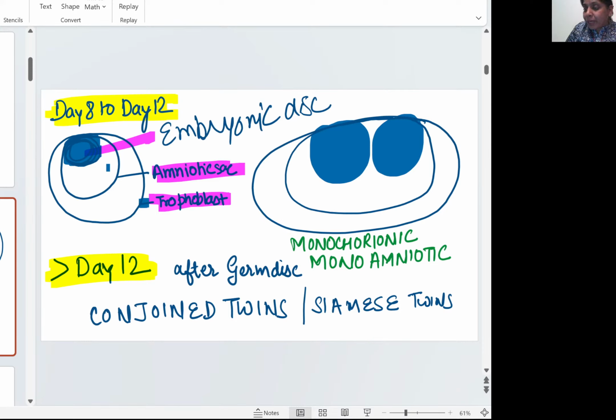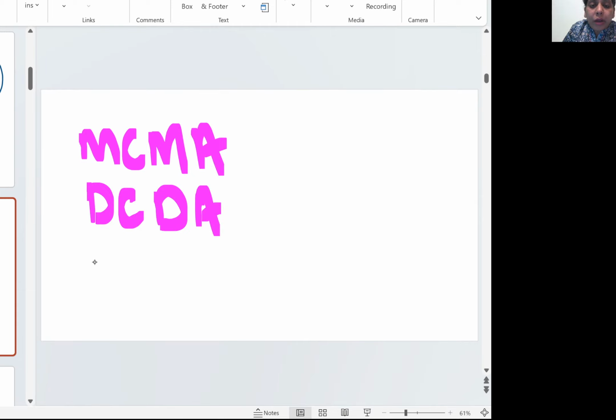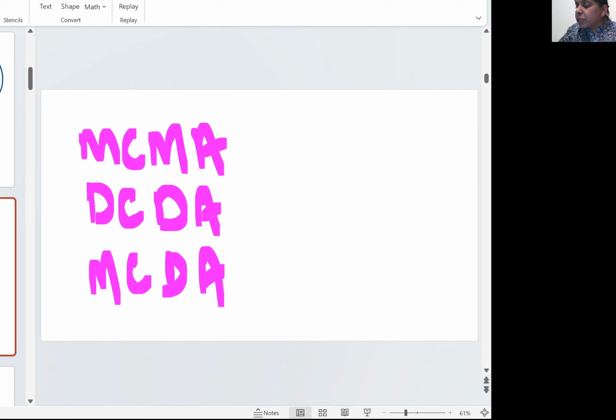Now tell me which is more common: MCMA, DCDA or MCDA? Write down in the chat box which is more common. Very easy question comes from twins. It has been 1 year, the question has not come. Yes, the most common is DCDA. And if in the fourth option they have given you dizygotic, then you will mark dizygotic.